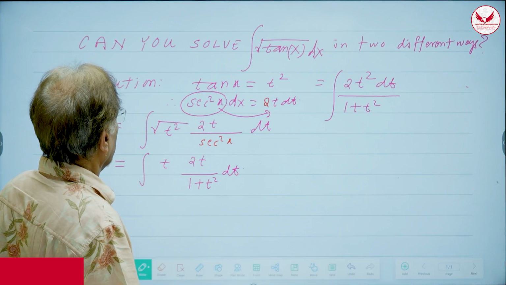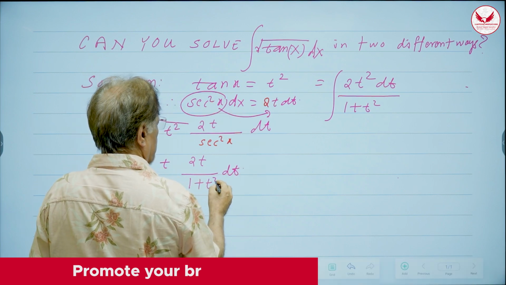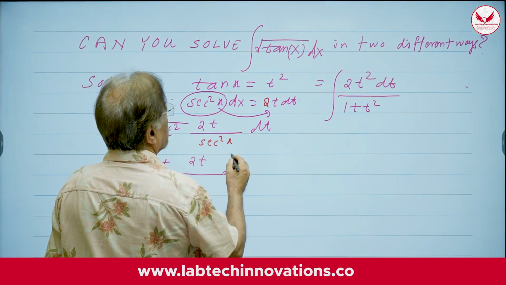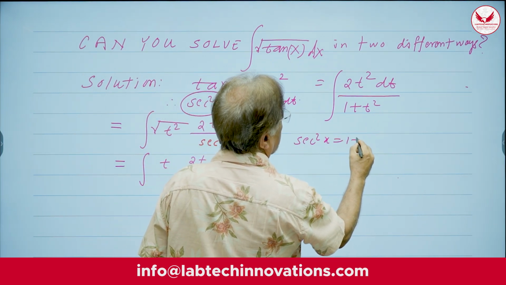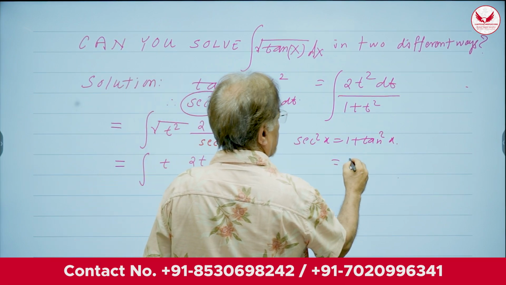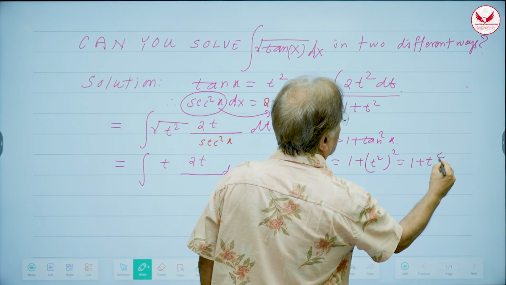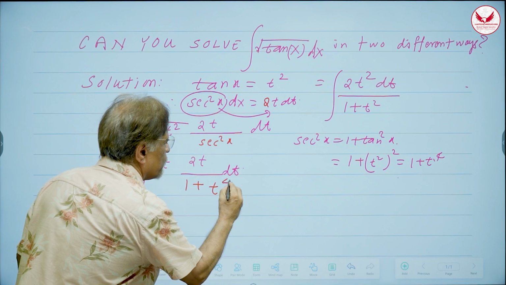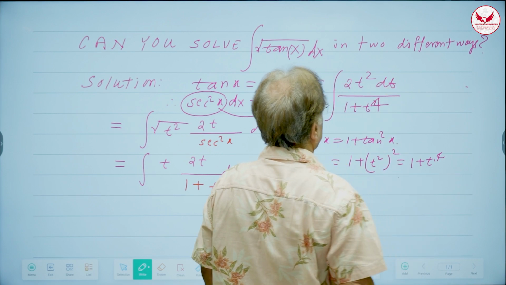Now, I'm sorry, this sec square x is not 1 plus t square. Because tan x is t square, sec square x is 1 plus tan square x, and tan x is t square, therefore it is 1 plus t square whole squared, so that amounts to 1 plus t raised to 4. So here I made a mistake. It should be 2t upon 1 plus t raised to 4. So here also it has to be the same thing. Instead of 2, this has to be t raised to 4.